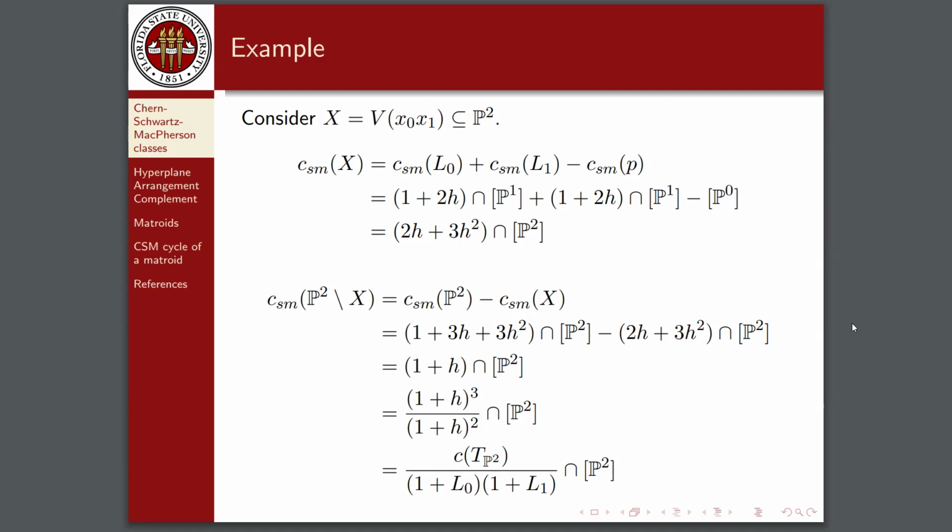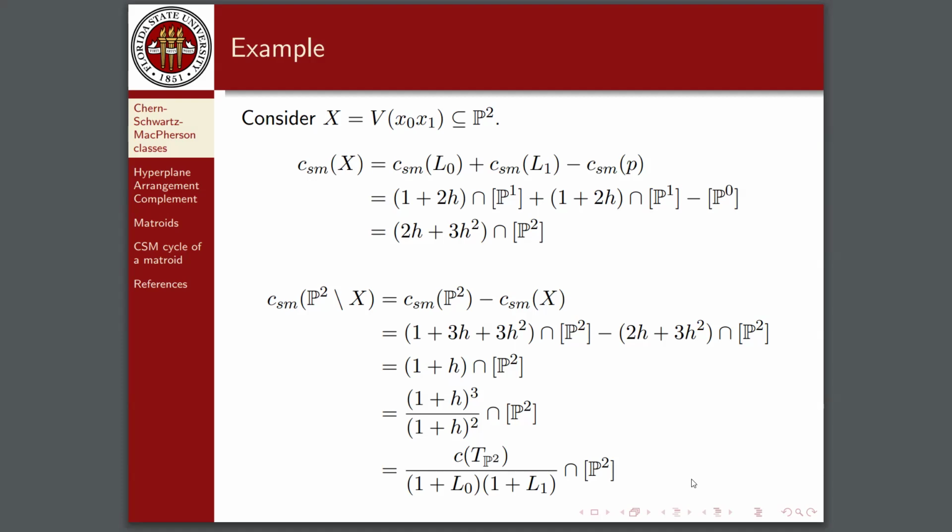Using then the fact that these are P1s and points embedded in P2, we can compute directly what the CSM class is. And then if we wanted to compute the CSM class of the complement, we can also use the fact that P2 is proper non-singular and compute directly the CSM class for P2, subtract the CSM class for X, and we get a class that matches what Aluffi's theorem tells us it should be.